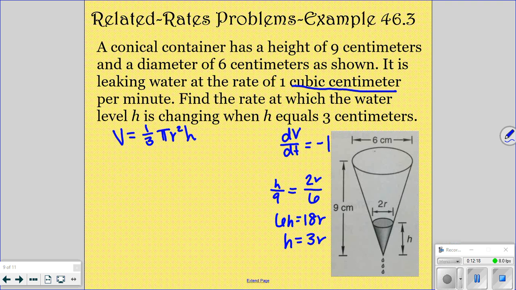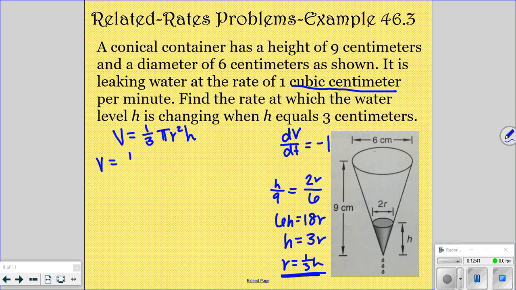So now we need to know, do we want it in terms of h or in terms of r? It's asking us about h, so we need to keep h in the equation. So we don't want to plug this in. So r would equal 1/3 h. That's what we're going to want to plug in, because it says find the rate when h is changing.